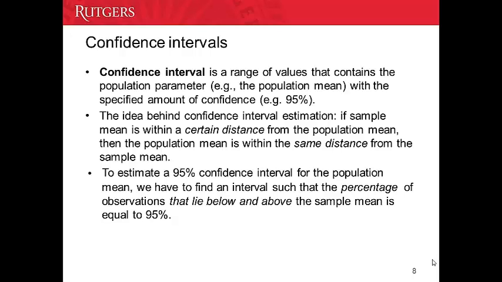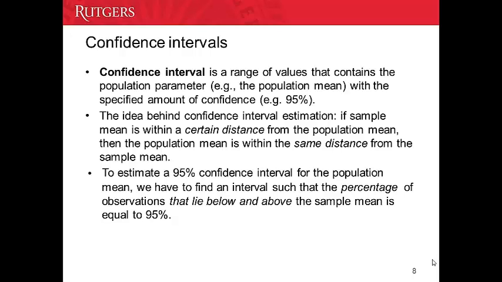For example, right now you have a sample, and you know the sample mean. Based on the sample mean, you want to make inference for the population mean. That's why we use the confidence level. Based on the information you have from the sample, you want to make some estimates for the population mean.